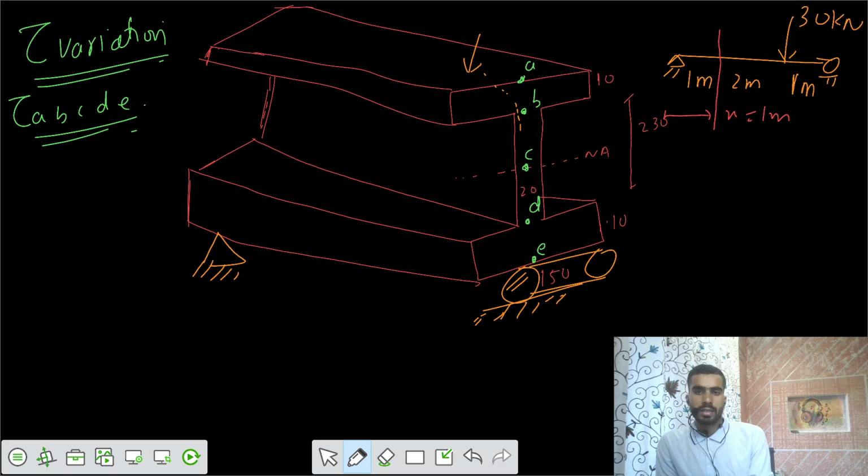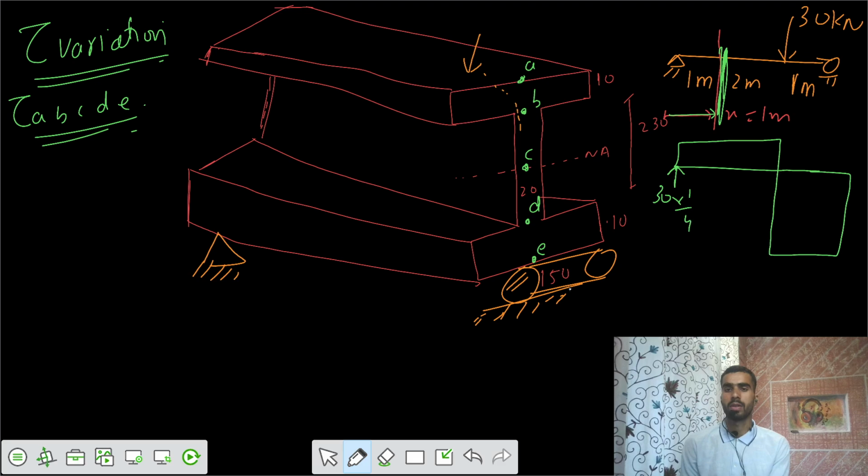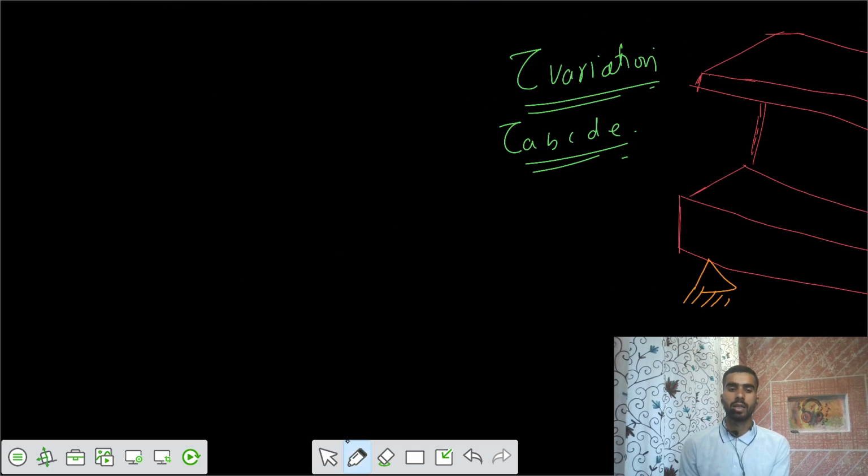Now the section has been predetermined: at x equals 1, you had to get the shear force value here. Can I get the shear force value here? That equals 30 into 1 by 4, that's 7.5. Positive 7.5. That means the shear force here is 7.5 kilonewton. So we have the equation tau equals VQ by IT.